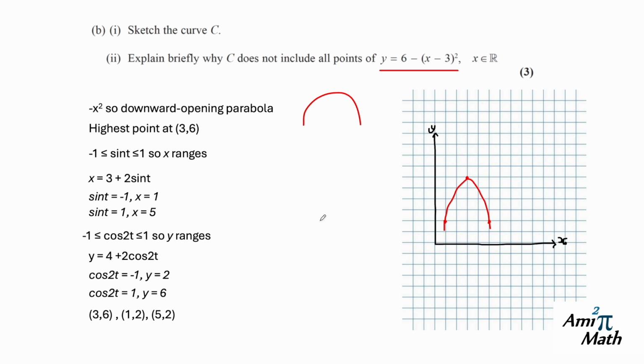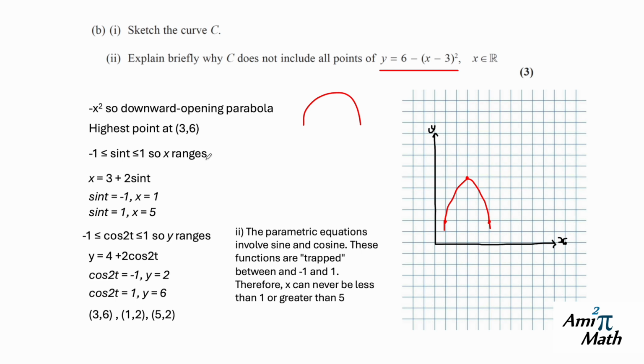And explain briefly why C does not include all points of y equals 6 minus (x minus 3) squared. So as we can see from these parts of the question, the parametric equations involve sine and cosine, so they are trapped between minus 1 and 1. So x can never be less than 1 or greater than 5, as seen from here or here. So it can't include all points of this as it is trapped.